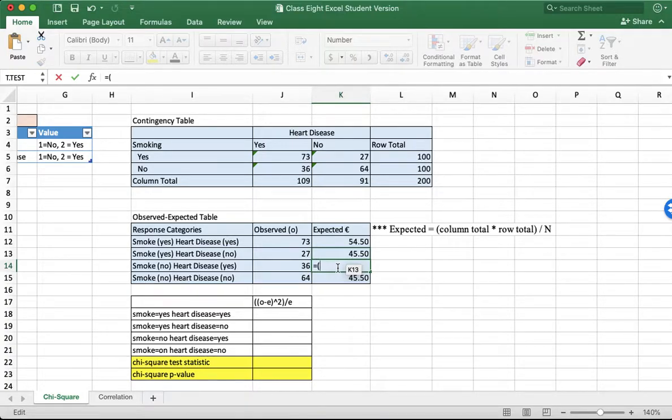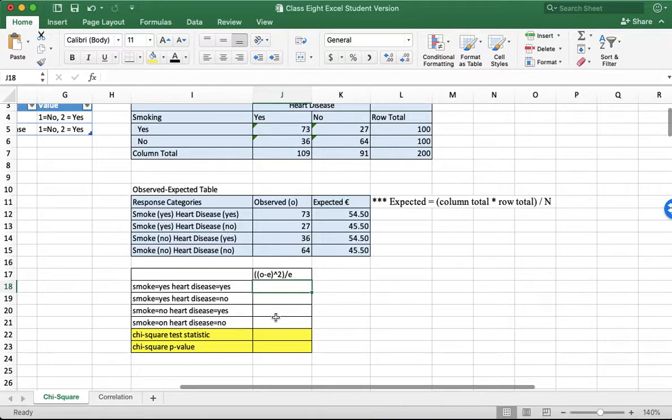So we're going to type equals, in parentheses, the column total for persons who did not smoke but had heart disease. That's J6 right here. The column total is 109. We want to multiply this by 100 and divide by 200. Okay, and now we have our observed and our expected values.